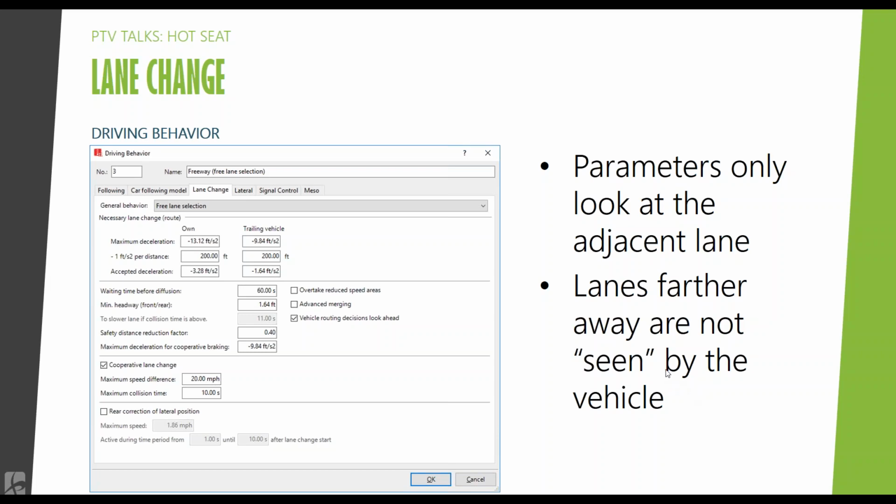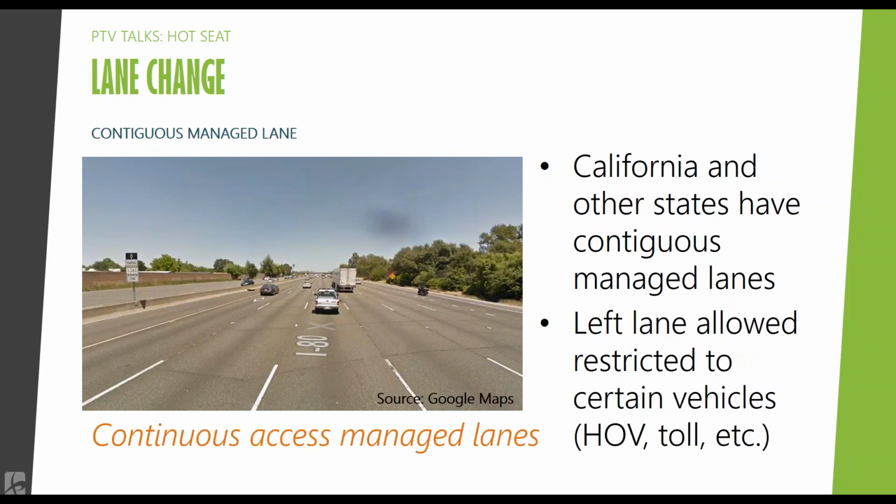And again, this is really a problem when you have a queue in the middle lane potentially, or even on the right lanes, and vehicles are stuck on the right and they can't see to change lanes because their adjacent lane is traveling worse than the current lane they're in, but they can't see that maybe the leftmost lane is free flow conditions.